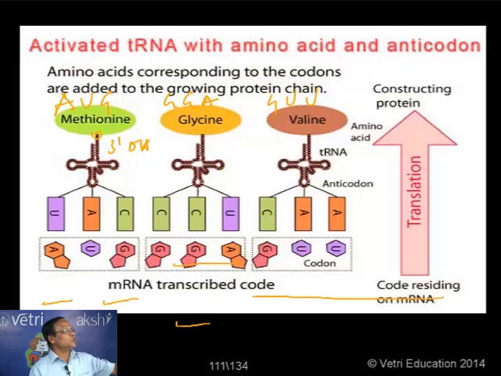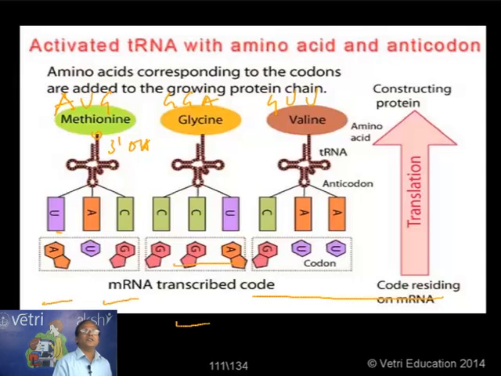So the amino acid is joined to the 3' end, the CCA end of the tRNA, through its carboxyl group with the hydroxyl group present at the 3' end of the tRNA. This is what is happening. I mentioned different types. UAC is the anticodon for the AUG codon, CCU is the anticodon for GGA, the glycine, and CAA is the anticodon for GUU, valine. So like that we have. These are all the mRNA transcript codons.